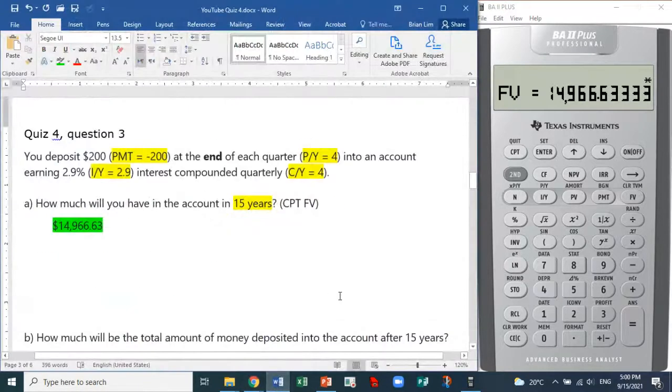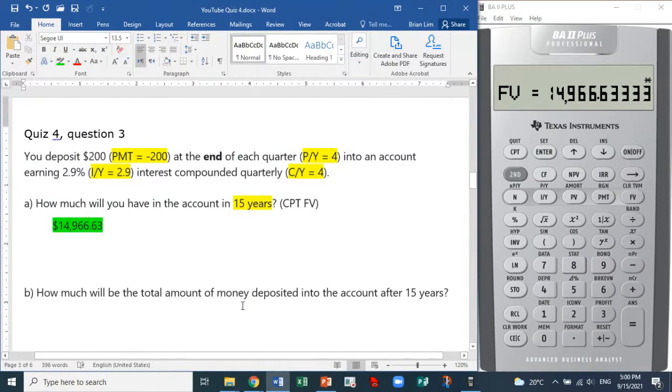So let's see, we can do that. How much will be deposited into the account after 15 years? So the total amount deposited would be equal to what? Well, each payment times the number of payments, which in this case is the value of n. So that would be what?